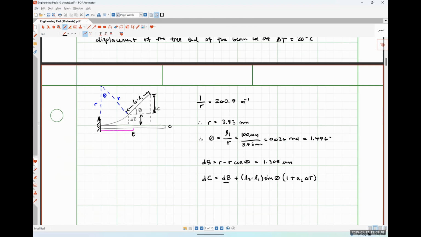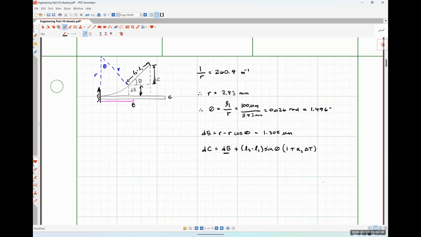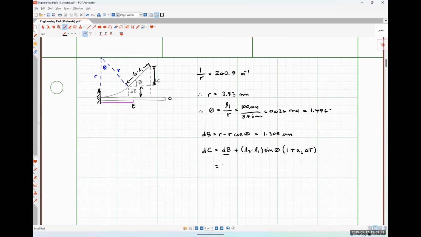So let me get out my calculator since I have to do new math, because I think I made a mistake the first time I did it several years ago. So, goodness gracious, let's just throw in the numbers here. So 1.305 microns plus, so this guy right here is 100 microns. Then I'm going to have sine of 1.496 degrees.